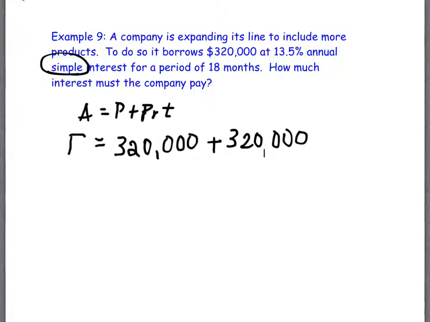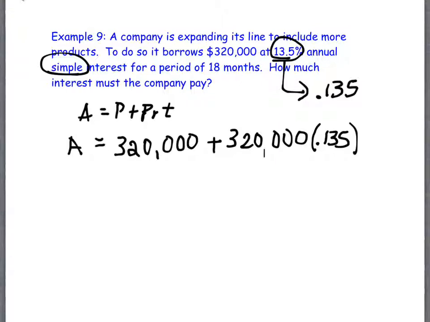And then what is R? Yeah, it's 0.135. So we have to take that percentage and turn it back into a number. The way we do that is by moving the decimal two to the left. That's what we talked about earlier in this lesson: dividing by 100 is equivalent to moving decimals two to the left for percents. And then this one says I need time, and the period of time is 18 months. That is 1.5 years.